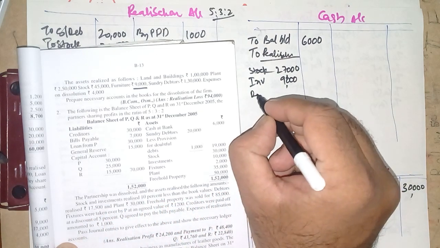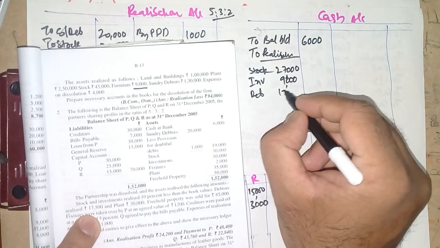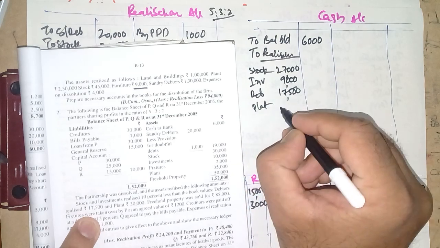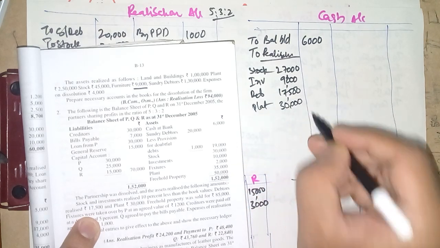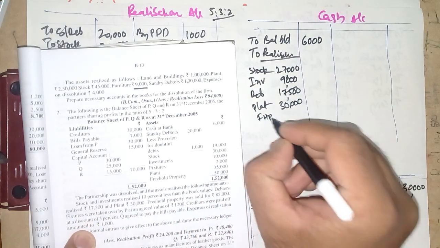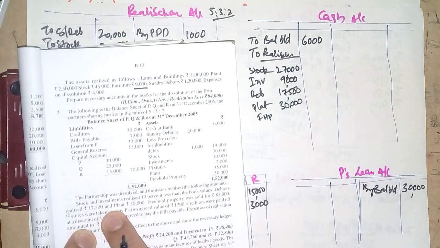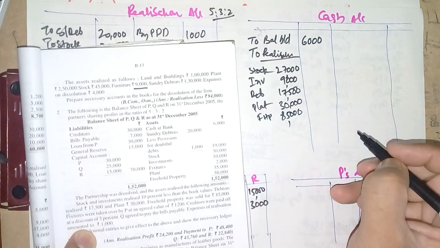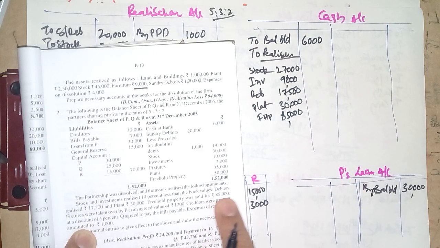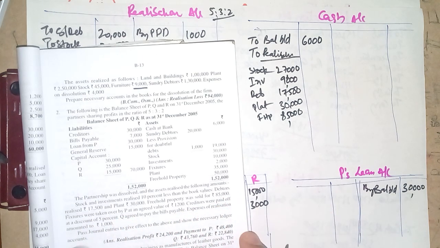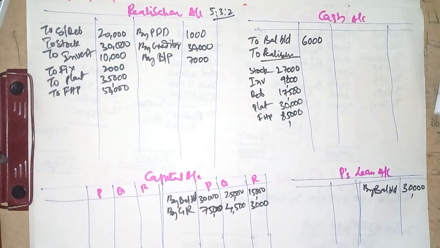Debtors will be realized at 17,500, that I have written. Plant will be realized at 30,000. And freehold property was sold for 85,000, right? So plant is done, then freehold property is done. Then fixtures were taken over by P at an agreed value. Before we come to that, let us close this and find out the summation.